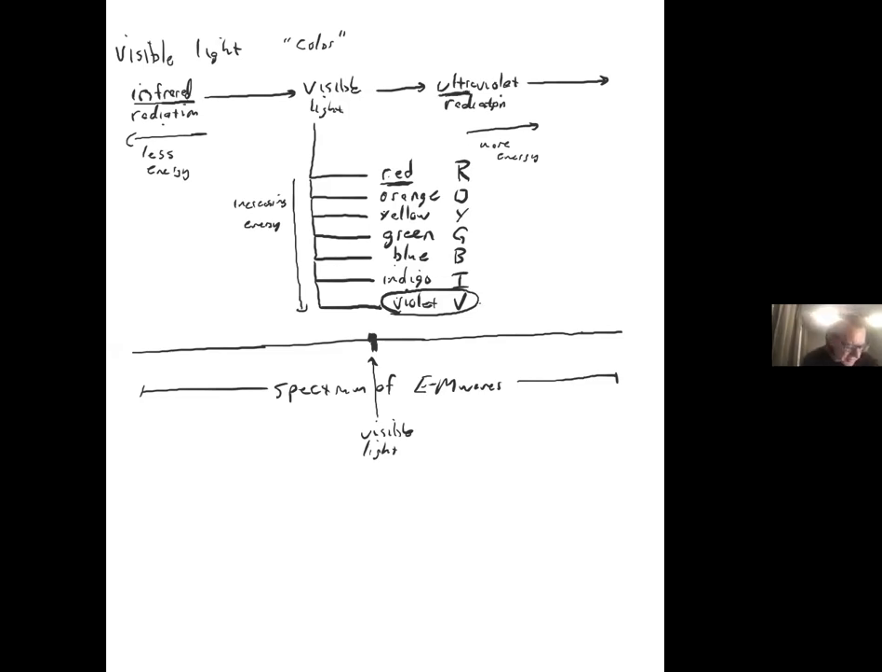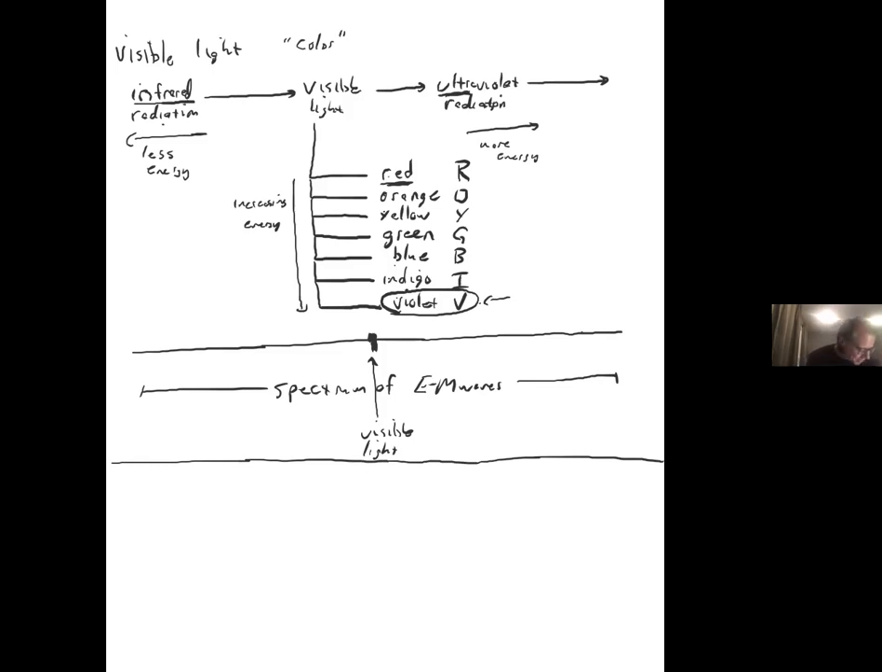So violet really has not quite enough energy to break chemical bonds. It's pretty close, but not quite. Ultraviolet, however, has enough energy to break chemical bonds. There are ways to get visible light to break chemical bonds, and there are some really weak chemical bonds that can be broken with visible light, but for the most part, ultraviolet is sort of the cutoff.